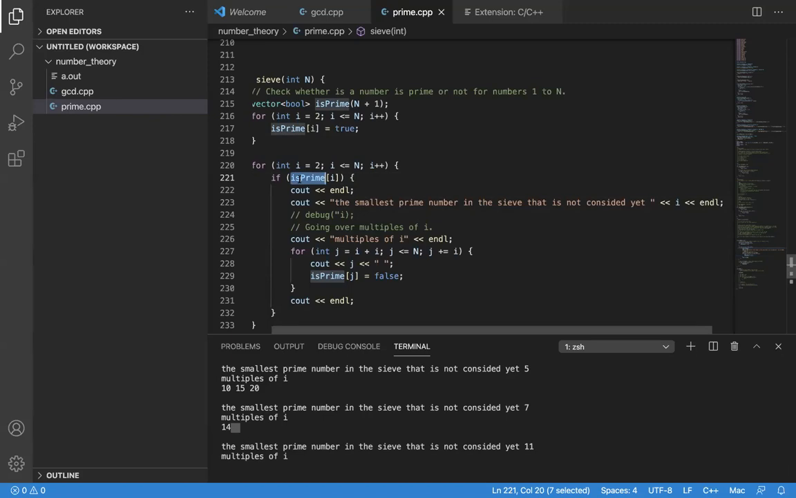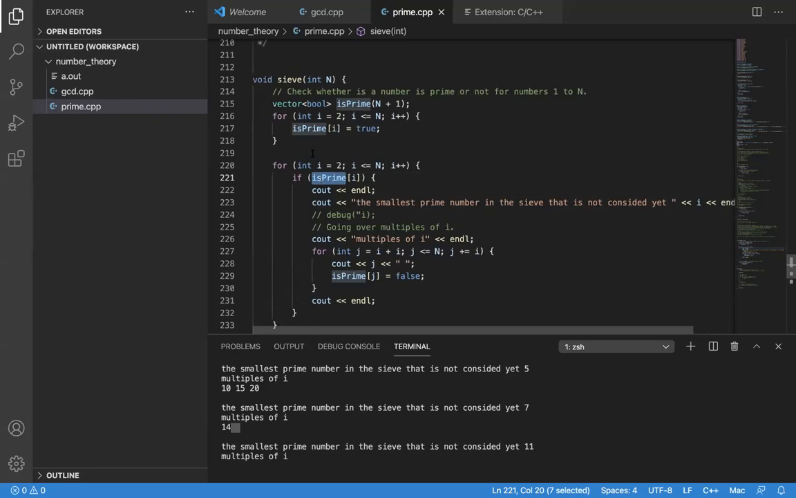Is the idea of sieve clear? If anyone has any doubt about what the algorithm is, can you at least get the idea of what the algorithm is? Why 7? We have already discarded 14. So we have to consider all the prime numbers basically. So 7 will be considered because 7 is a prime number.